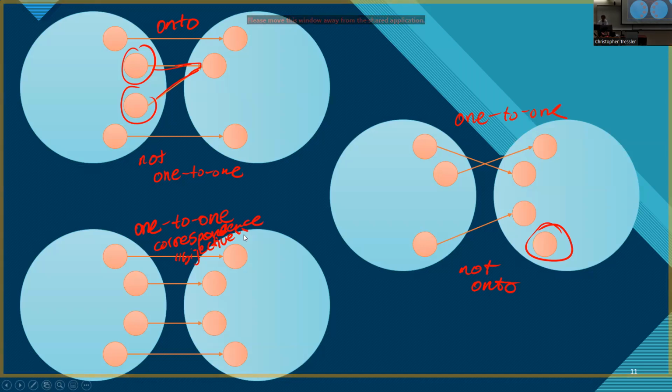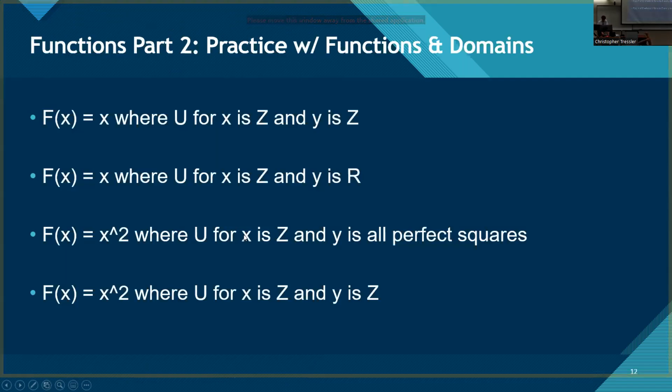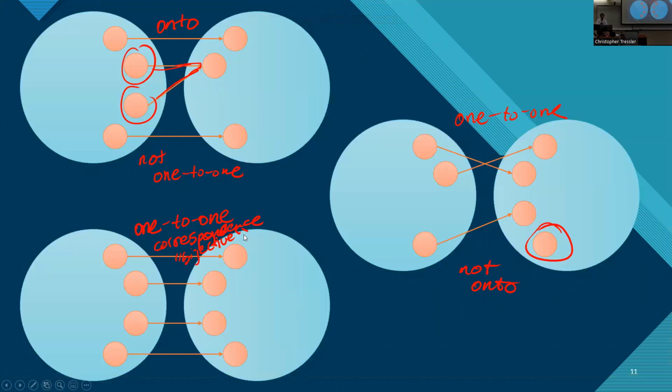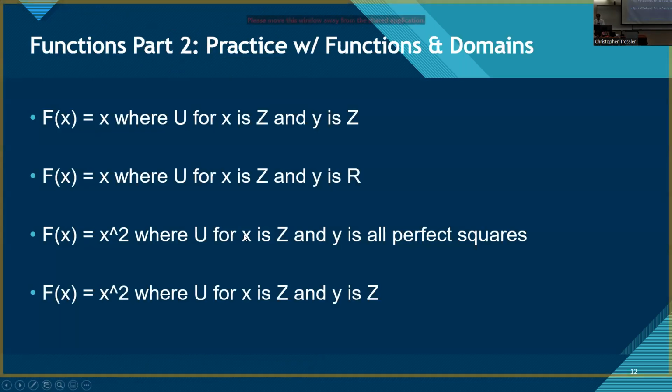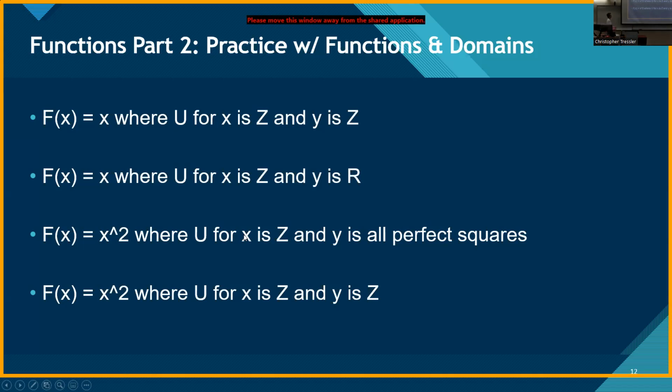So if we move on though, once again, I would just Google those definitions and make sure you have them on your formula sheet. That way you don't mess them up on the exam. So then we have functions part 2. Instead of just looking at these fancy graphs, we're going to look at actual mathematical functions and decide what they actually are.